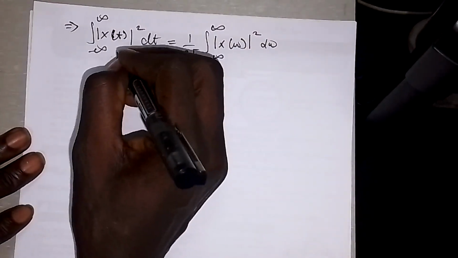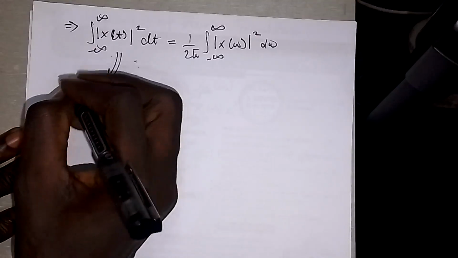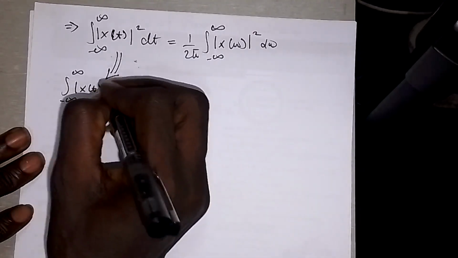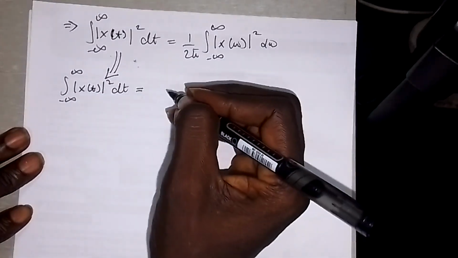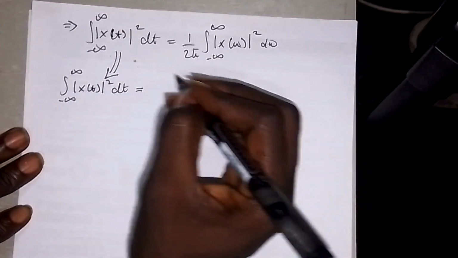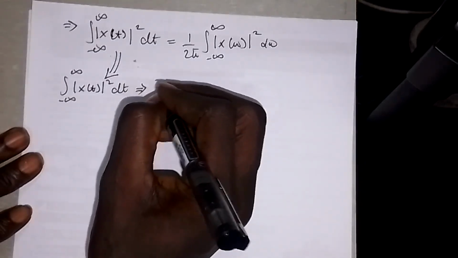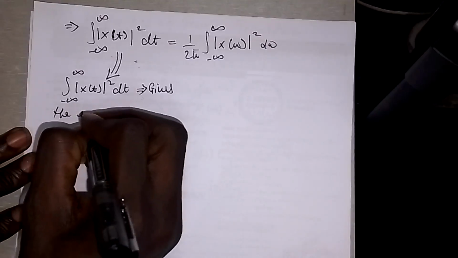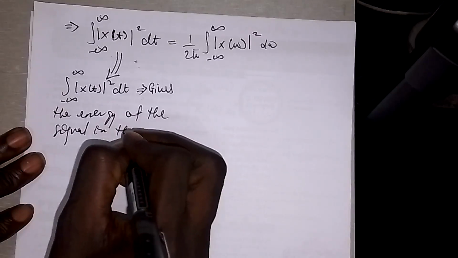Now this particular aspect, the integral of x of t squared dt, is called the energy, or it gives the energy of the signal in the time domain.